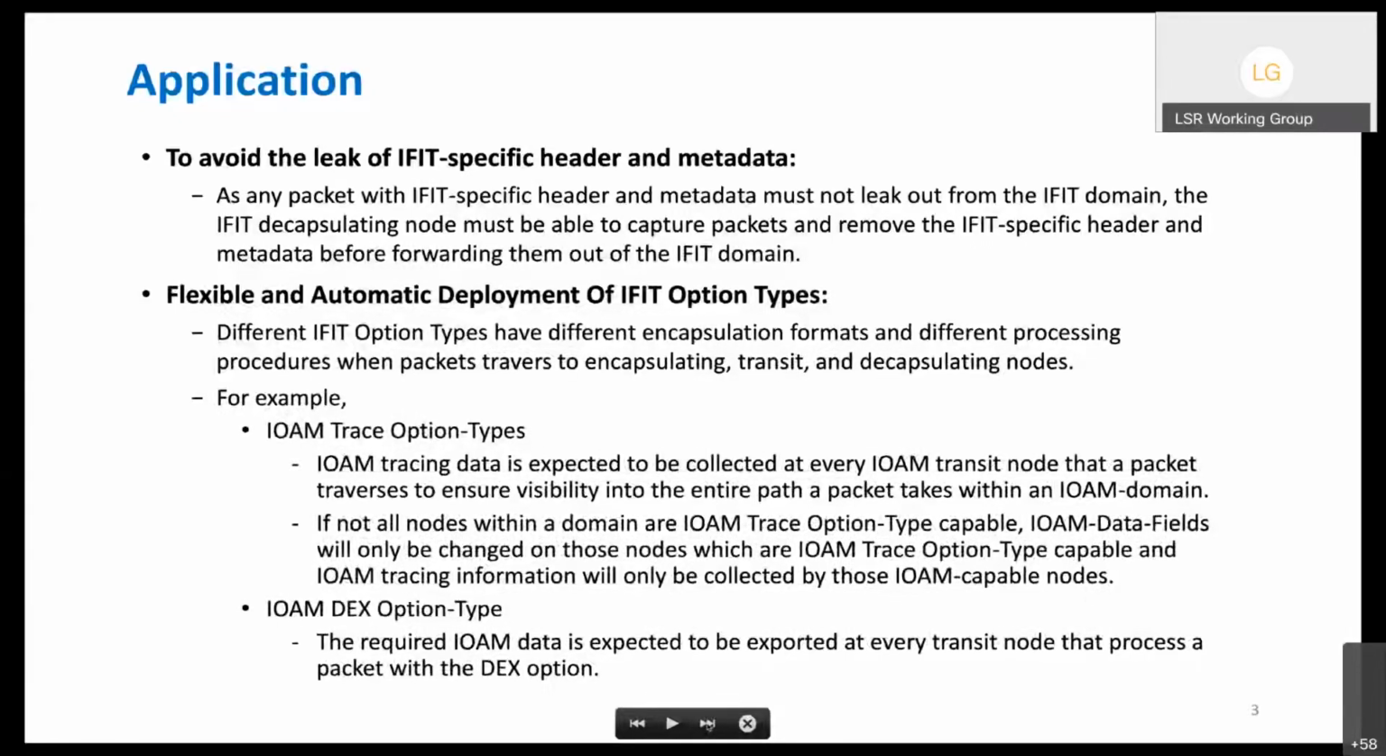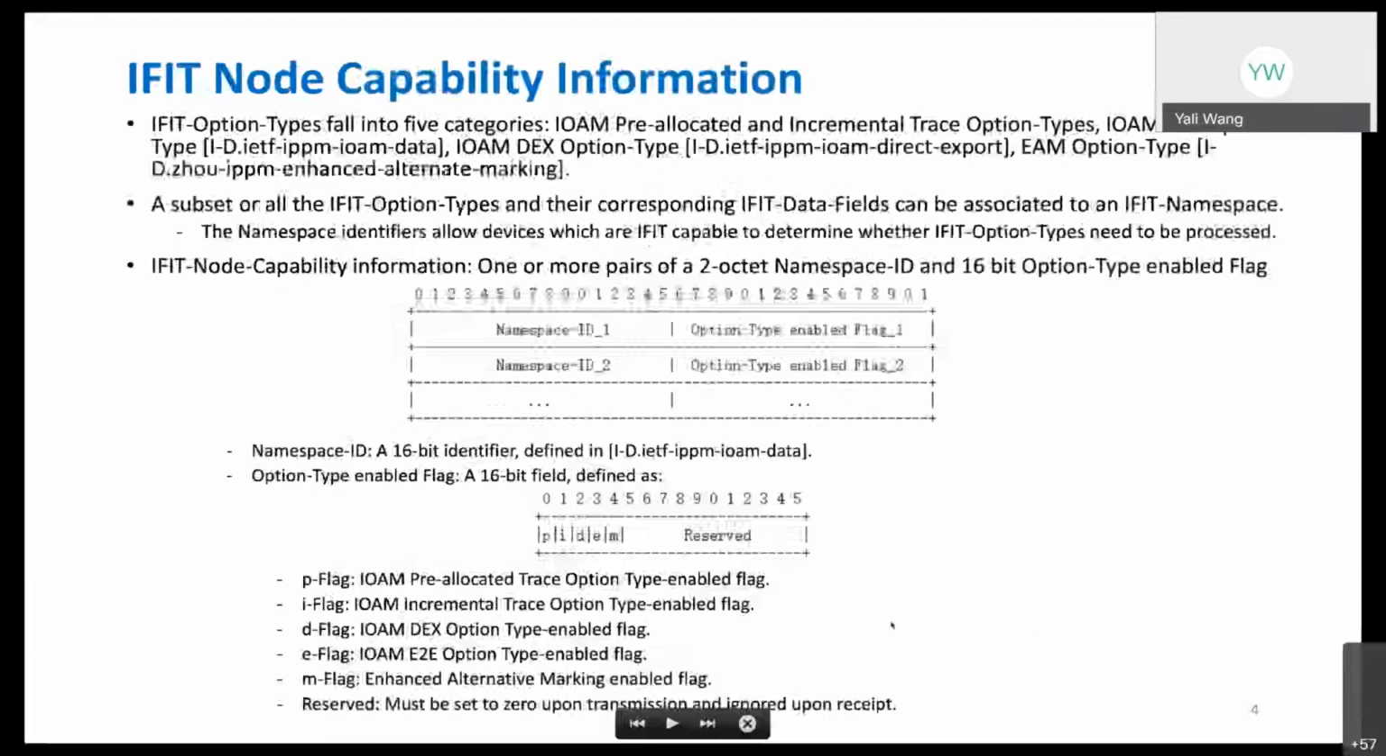Yes, actually, for example, we can look at the second example. If our intent is to enable IFIT option types for a specific routing or SRv6 routing, we need to know the head node and the end node have the same namespace and the same option types they support, to avoid leak of the IFIT header. And second, in the middle node, the transit node, if we choose the tracing option types, I mean the IOAM tracing option types, for this time.